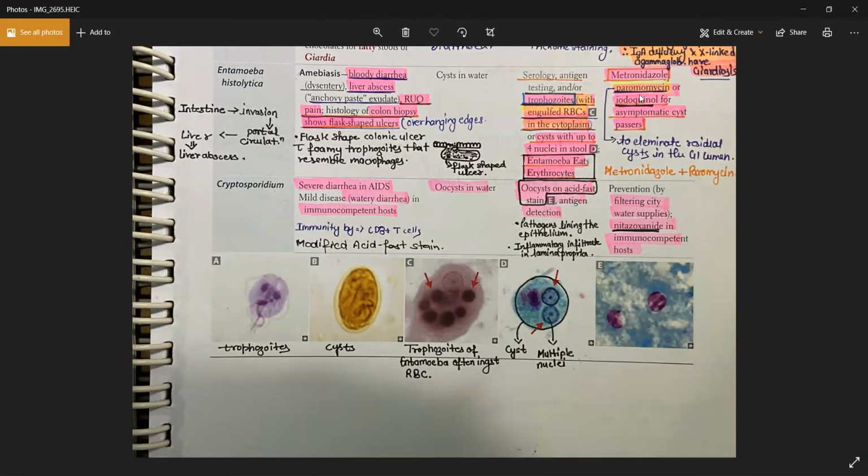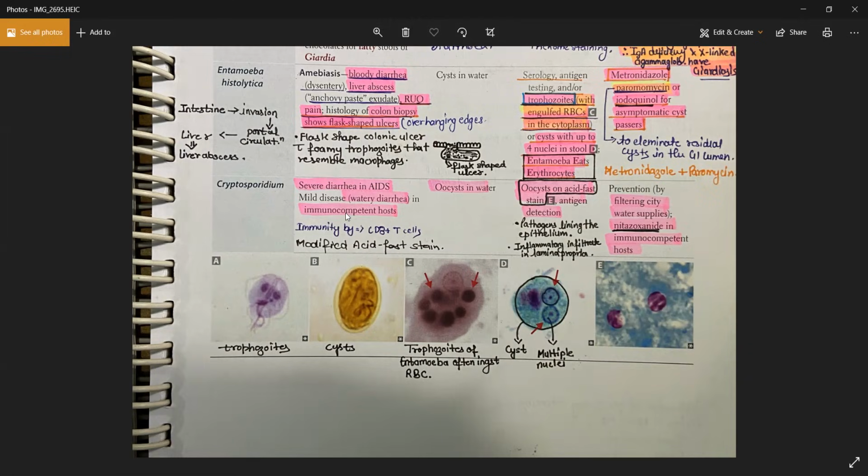Okay, and you need to know about paromomycin for the asymptomatic cysts that are present in the GI tract. The residual cysts in the GI lumen would be eliminated by paromomycin. Okay, so metronidazole and paromomycin you will give to the patients.